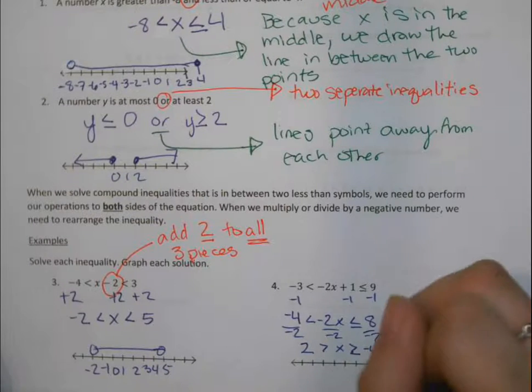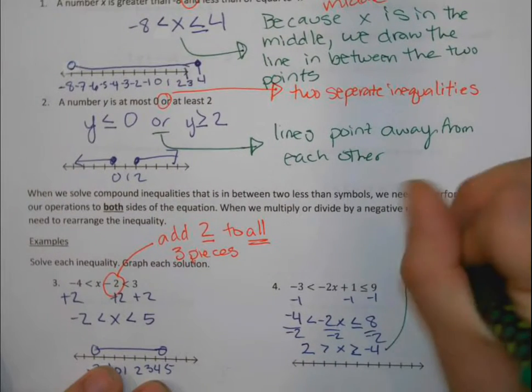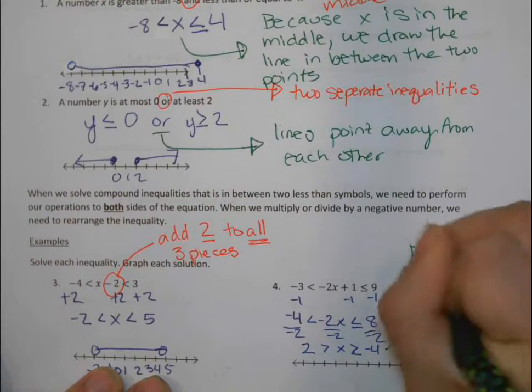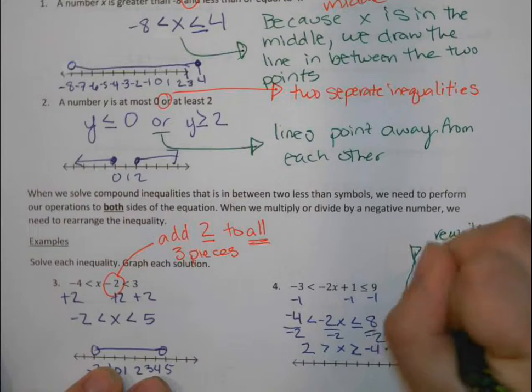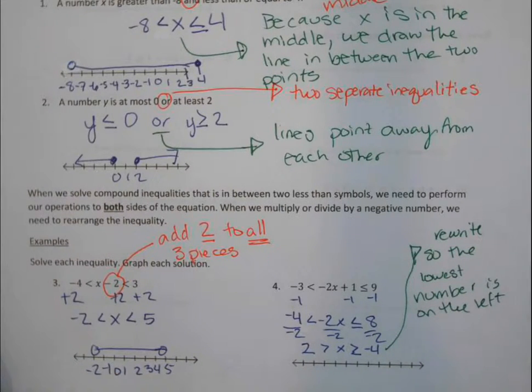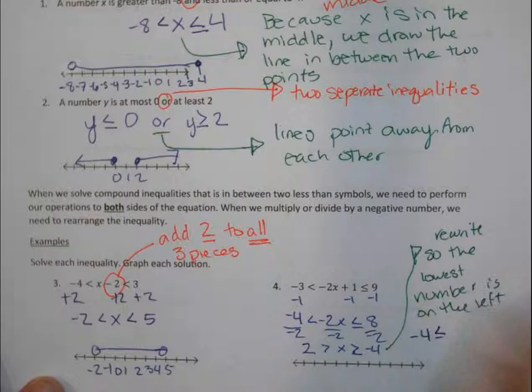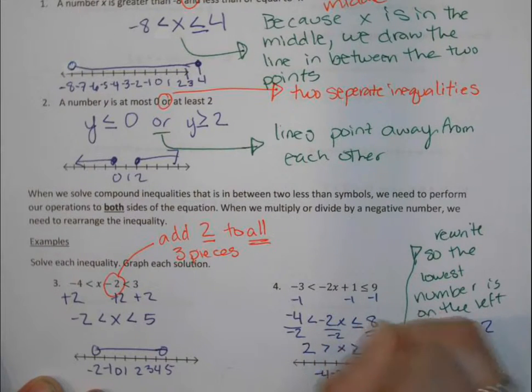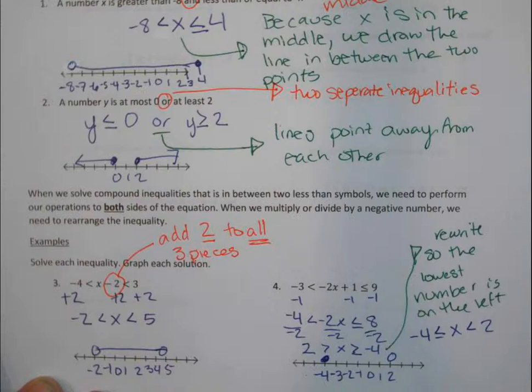Then I want to rewrite this so the smallest number is on the left. So I have negative 4 is less than or equal to x is less than 2. I'm going to go ahead and number my number line. Negative 4 gets a solid circle, 2 gets an open circle, and these ones are connected.